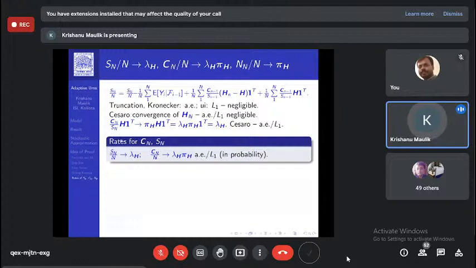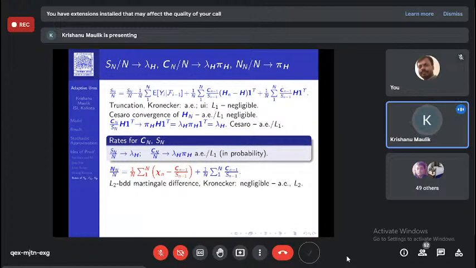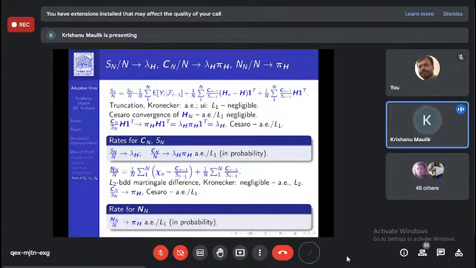And once that is done, using Cn by Sn and Sn by n, you can go to Cn by n. So that takes care of this thing. And finally, for Nn by n, again, Nn is nothing but the sum of the psi n's, and I center it by its conditional expectation, and then we adjust it. The first one is an L2 bounded Martingale difference, and then it goes to zero, so I only have to handle this thing. But Cn by Sn converges to pi H, so it will also converge to pi H in the Cesaro sense. So that completes the proof.